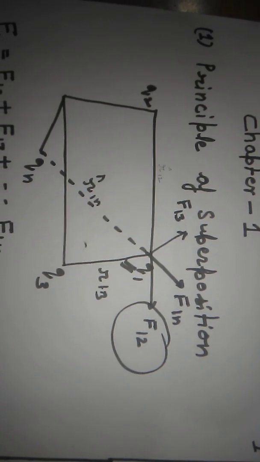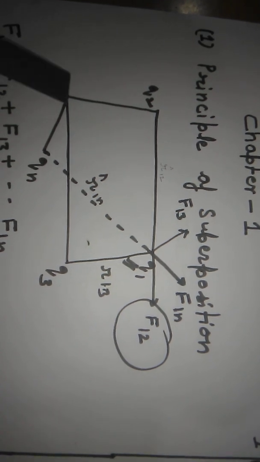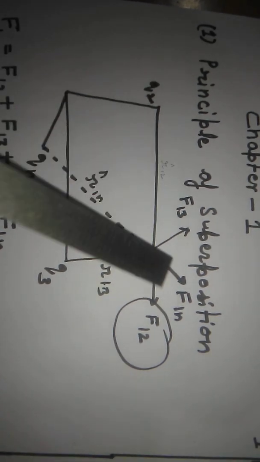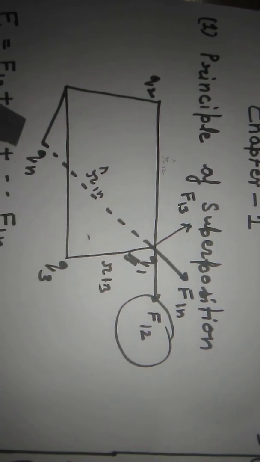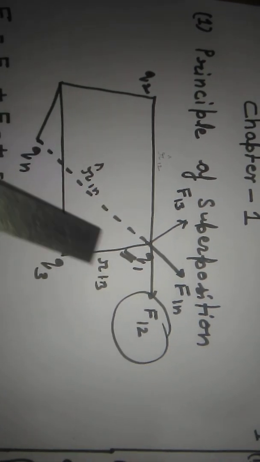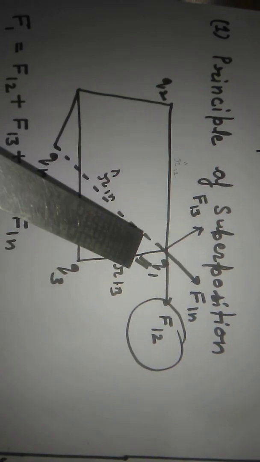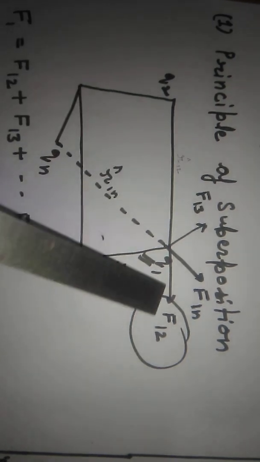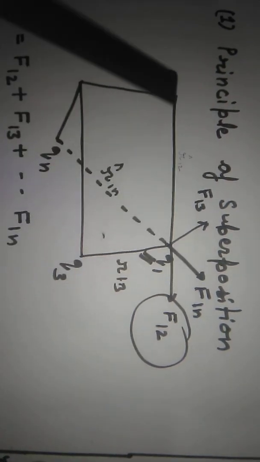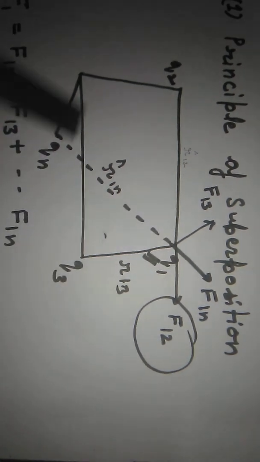Now, the principle of superposition says that if a system has a number of charges, that means Q1, Q2, Q3 up till Qn, then the net force acting on any charge due to the other charges is the vector sum of all the forces. That means if you want to find the force on charge q1, it is the vector sum of all the forces exerted by these other charges.